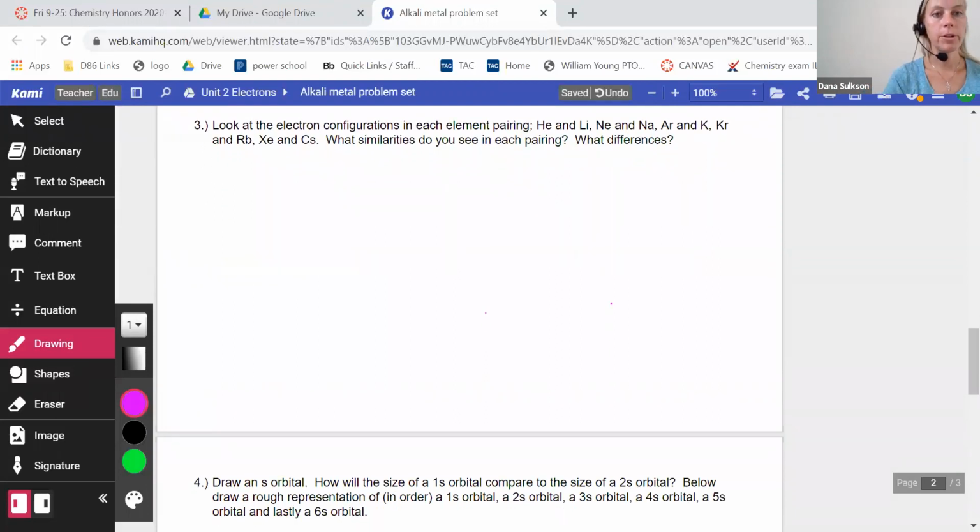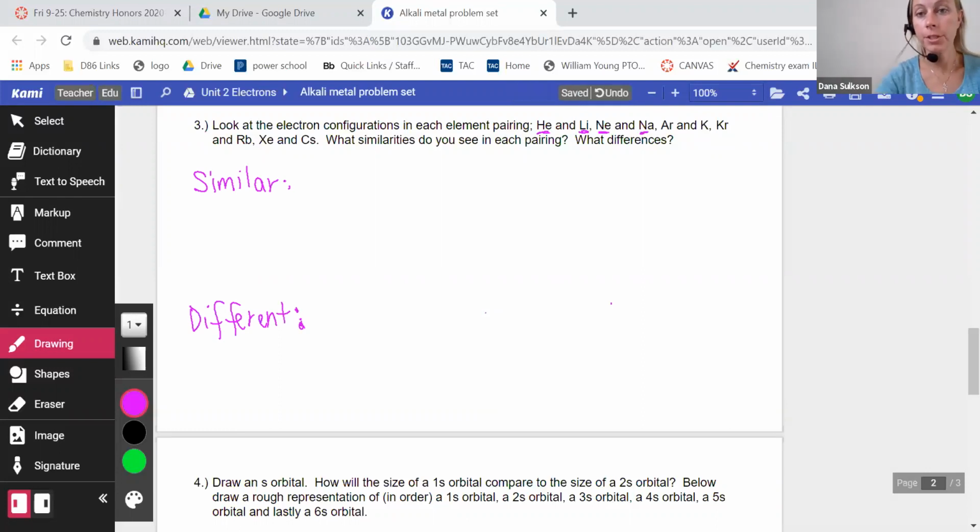Let's look at number 3. So discussion question number 3 says, look at the electron configuration in each of the pairing. So you're looking at the noble gas and the alkali metal. Noble gas and alkali metal. What are similarities and what are differences? So let's take a look. I'm going to write similar and different. I'll just put 3 dots there.